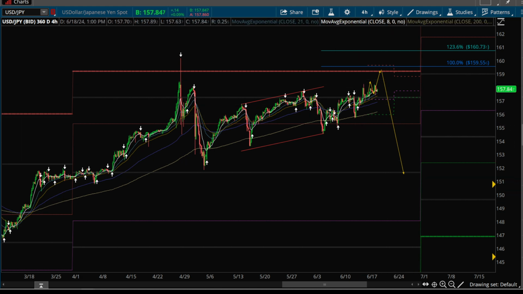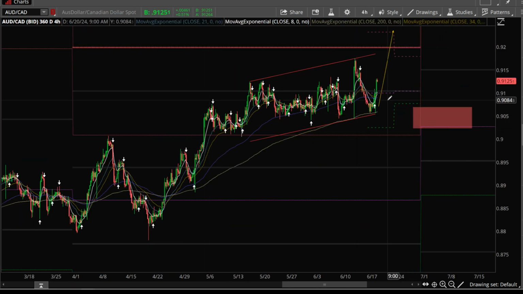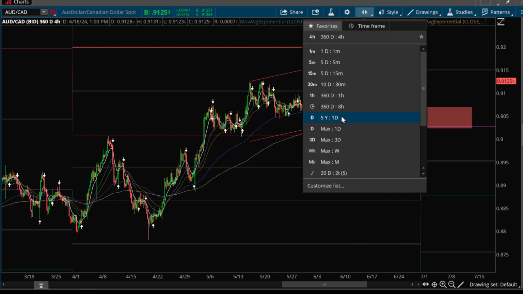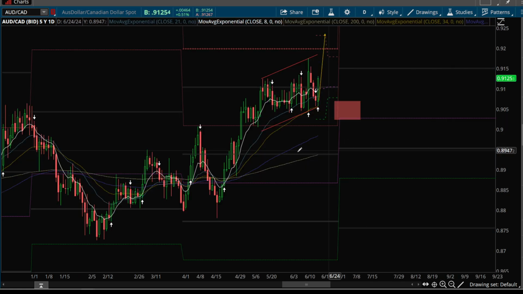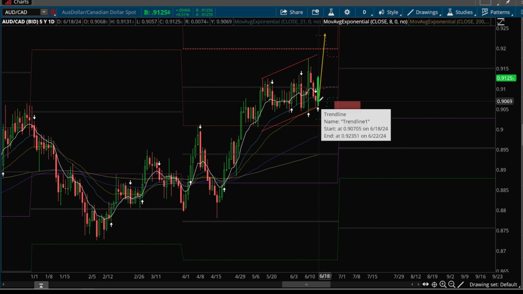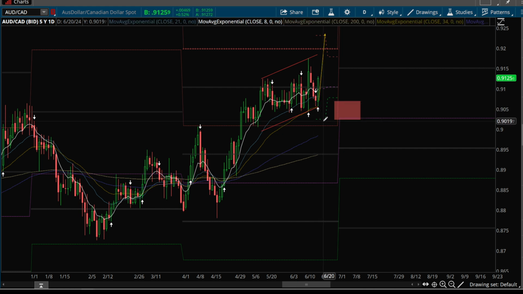And now let's cover some of these crosses real quick. We talked about this entry yesterday on Aussie CAD, because you had a potential 1, 2, 3, 4, 5, and now this could be an impulsive move on up. So we entered the close of this candle yesterday, and we didn't want to see a close below these pivots. So that's your trade, and you're in it.